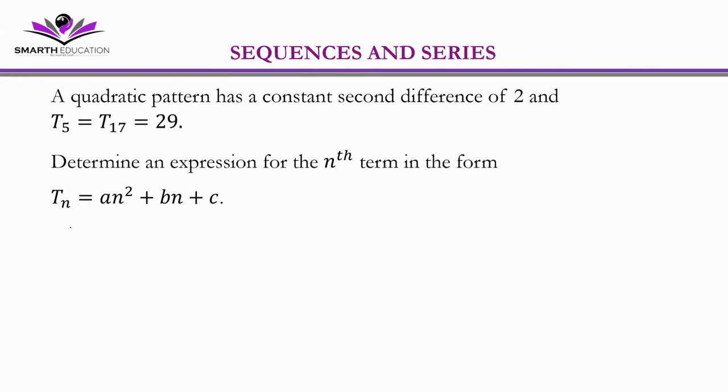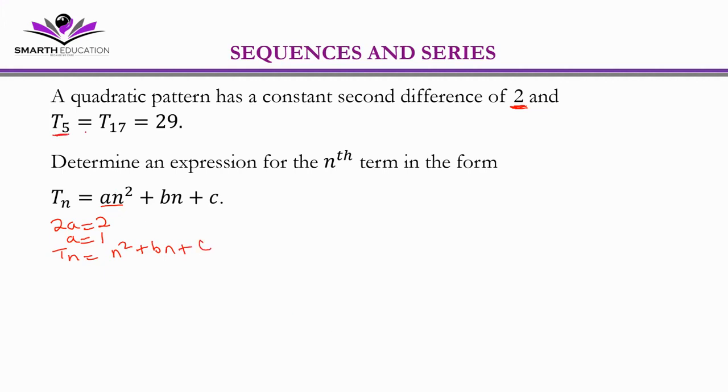Right, as in the previous question, we managed to find our a. To find a, we equate the second difference to 2a. So 2a is equal to 2, therefore a is equal to 1. So Tn is equal to n squared plus bn plus c.